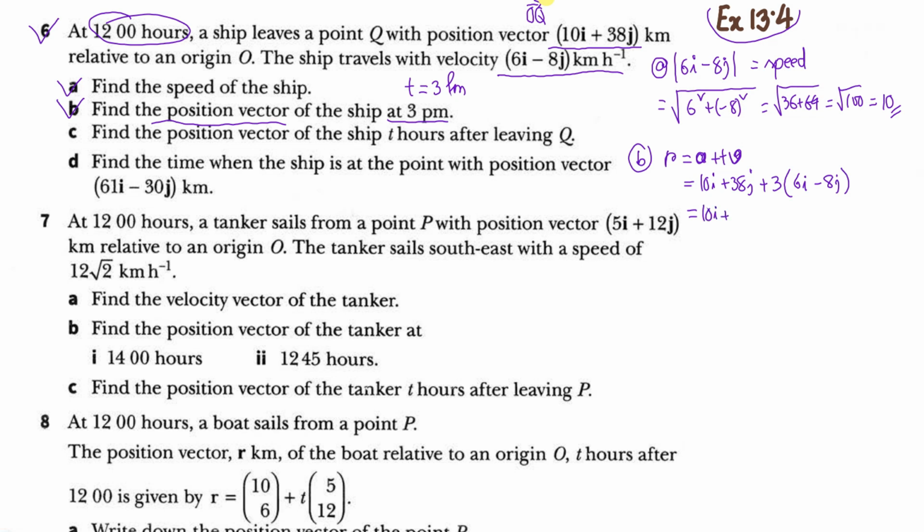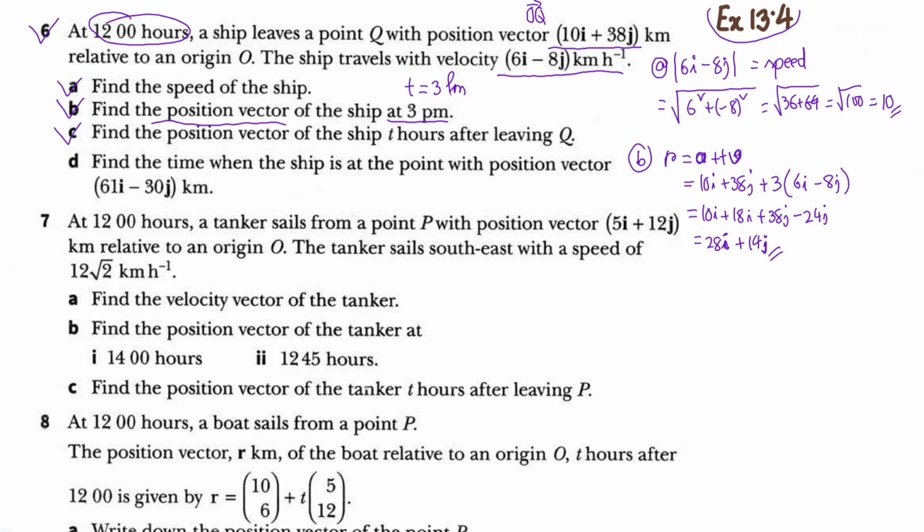10i plus 3 times 6 is 18i, plus 38j, then minus 3 times 8 is 24j. So we can add, which gives us 28i, then plus 38 minus 24, which is 14j. So 28i plus 14j, and this is our position vector at time 3 p.m.